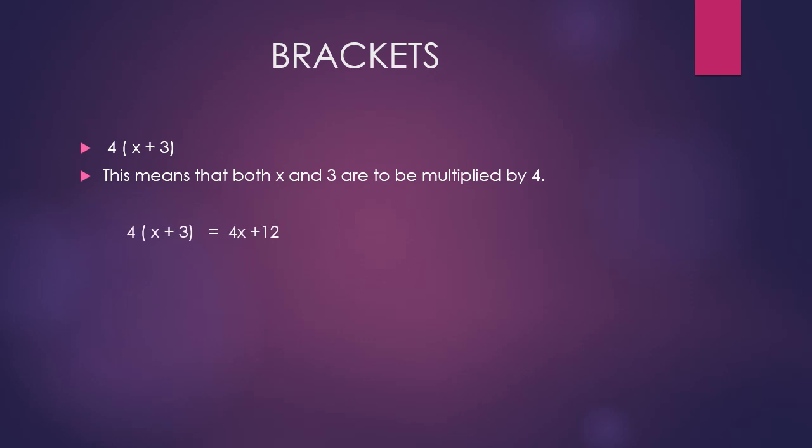Once we multiply it by 4, you are getting 4x plus 12. First we have to multiply 4 by x. 4 times x makes 4x. Then 4 times positive 3 makes positive 12.